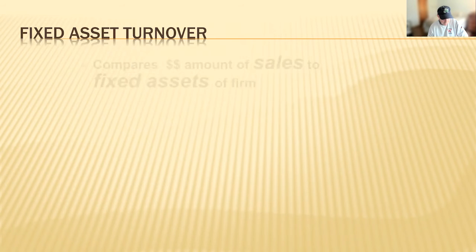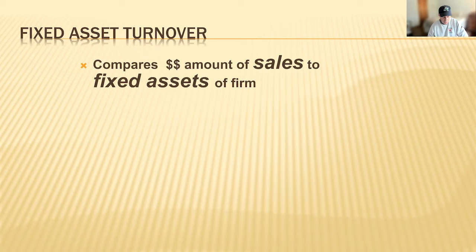Your fixed asset turnover is comparing the amount of sales to the fixed assets of the funeral home. So your fixed assets are your longer term assets. Again, that term of fixed versus current. A fixed asset is something that normally has a shelf life that is longer than 1 year. It does not include inventory, those kinds of things which turn over, as we looked at in the last slide.